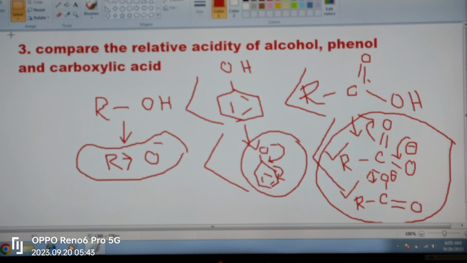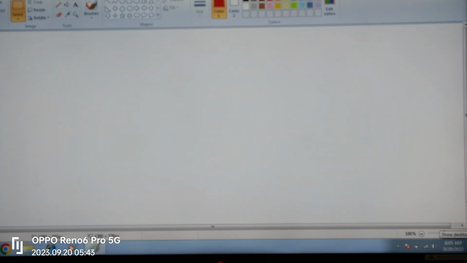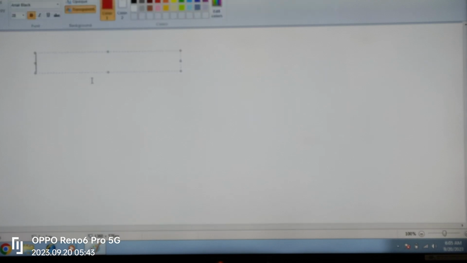Now we are moving to some more interesting examples. Let us try to explain another few examples. Now we are taking one more interesting example, that is the relative acidity of the amides. One is a cyclic amide and another is an acyclic amide.